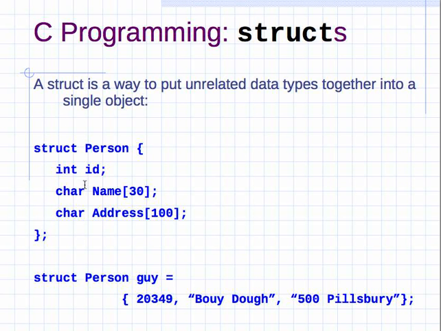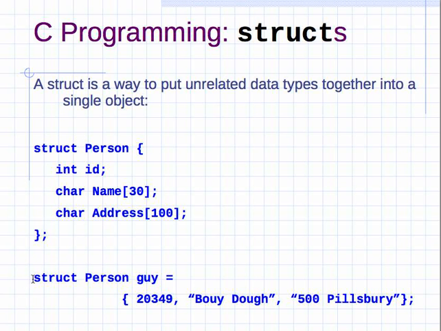Okay, so in this particular example, this statement says that we have a struct called person, which has 3 data members. One's an int, the second thing is an array of 30 characters, and then the third thing is an array of 100 characters, up to 100 characters.